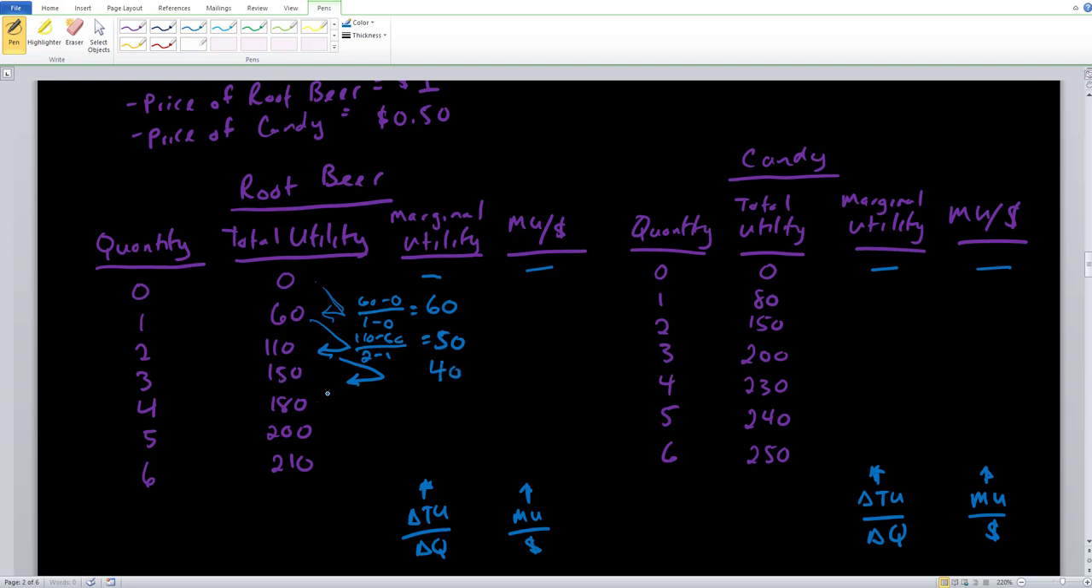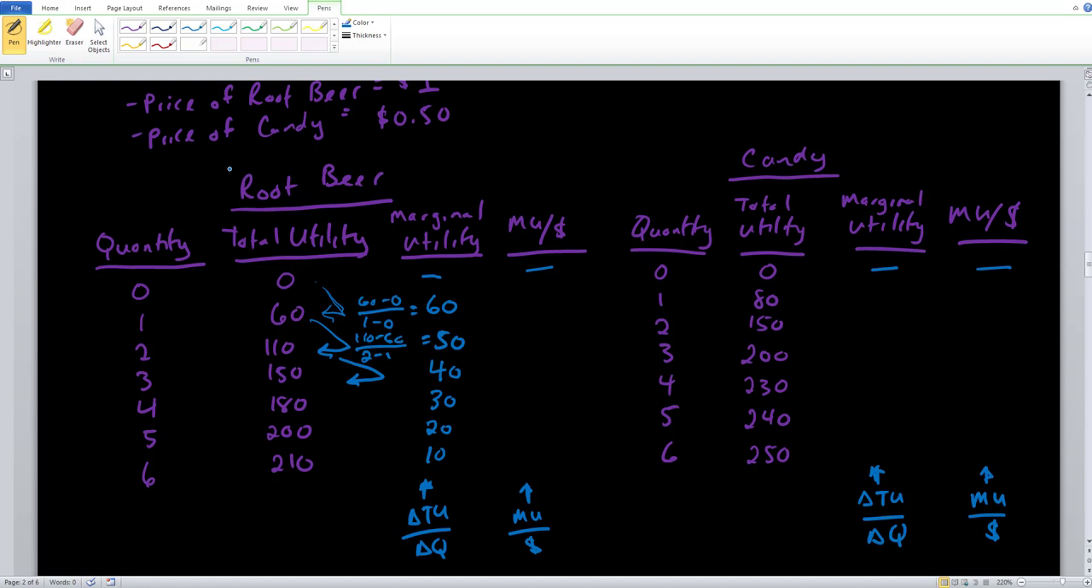So here, 150 plus what number will give us 180? That's 30. And then you guys can go ahead, you can use the formula, you can use this zigzag pattern, whatever way is most comfortable with you. So we're going to get 20 right here, and then 10 all the way down. So as we can see, the law of diminishing marginal utility is still going to hold true with this example.